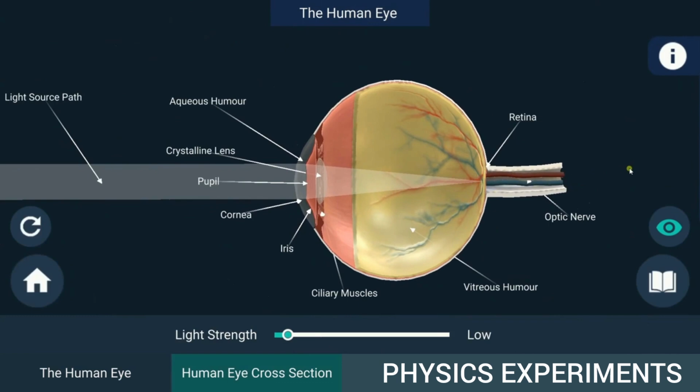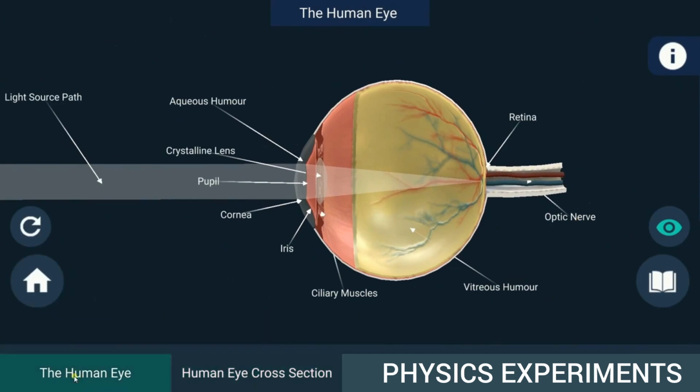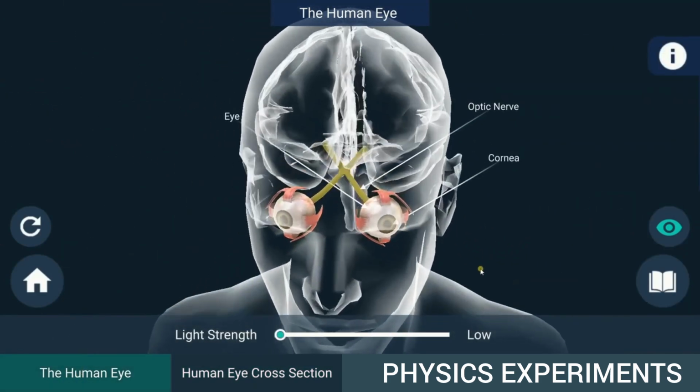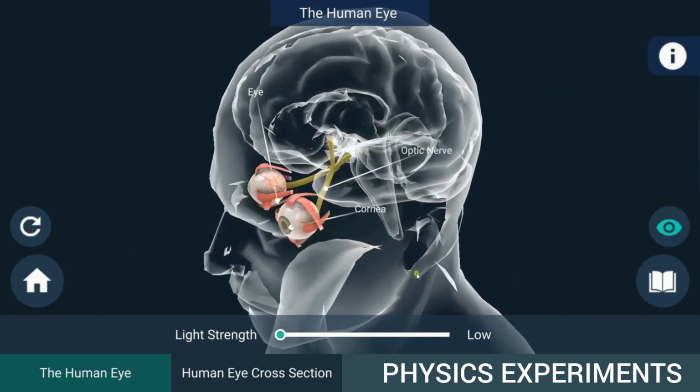These signals are sent to the brain via the optic nerves. The brain interprets these signals and finally processes the information so that we perceive objects as they are.